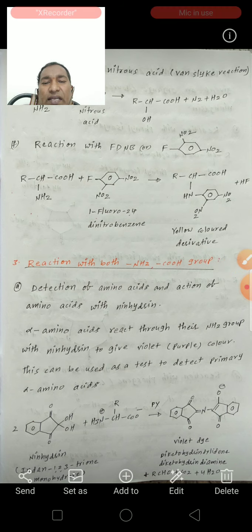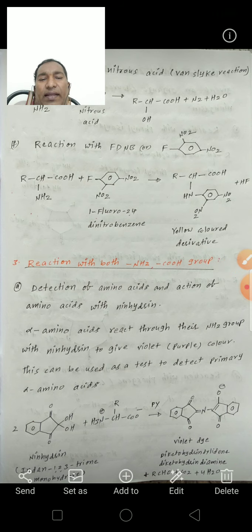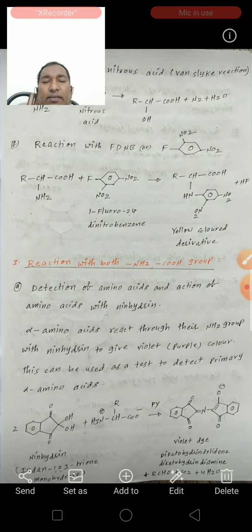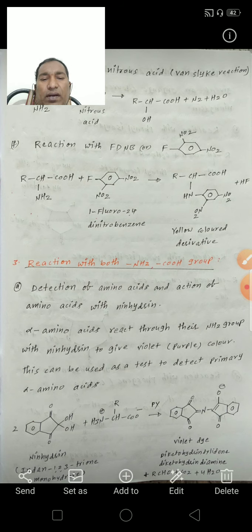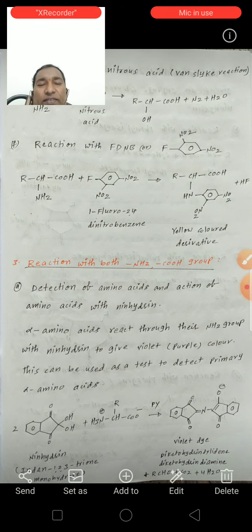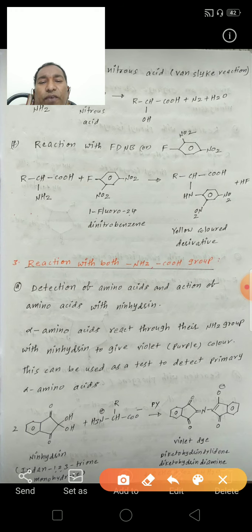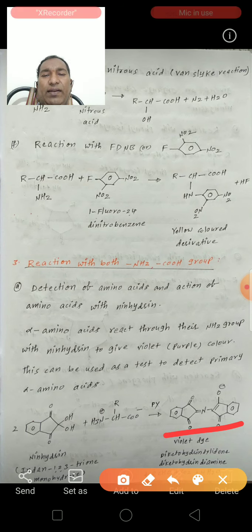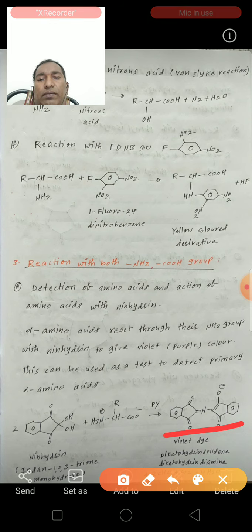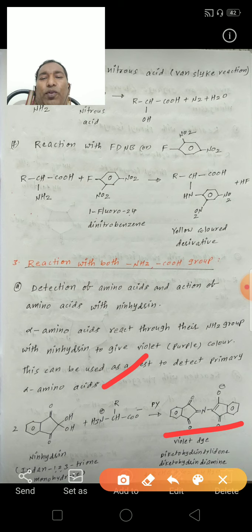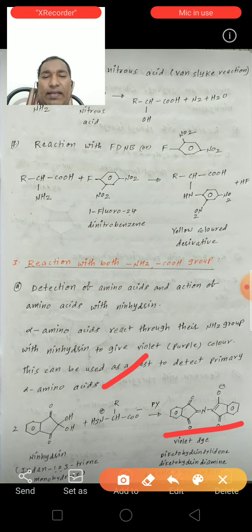So this is diketohydrindylidene-diketohydrindamine, formed along with aldehyde plus carbon dioxide plus 4 moles of water. This is the violet color dye. By forming this violet color we can identify that the amino acids have reacted with the ninhydrin.